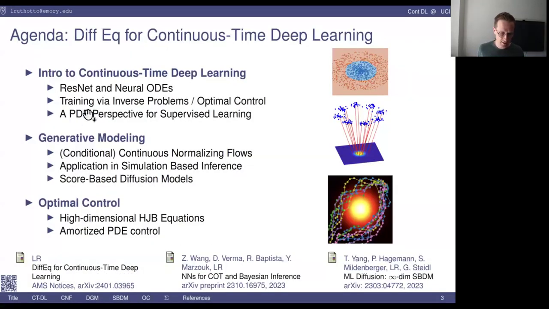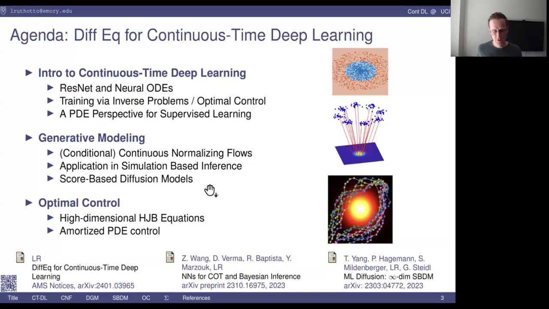So, short agenda. Intro to continuous time deep learning. Then we'll talk about generative models, and we'll talk about basically three things. One is called a continuous normalizing flow, then an application to simulation-based inference. So this is like an inverse problems application.